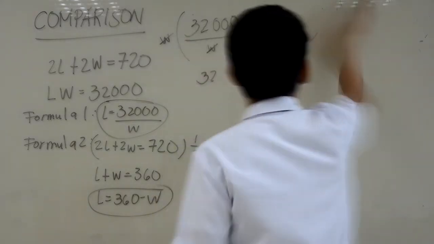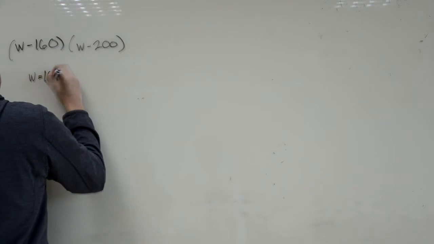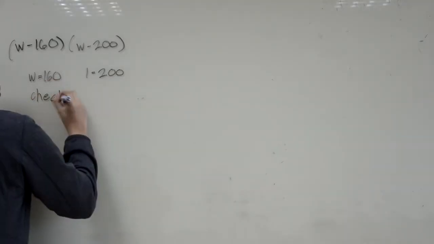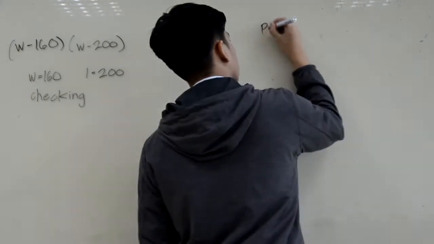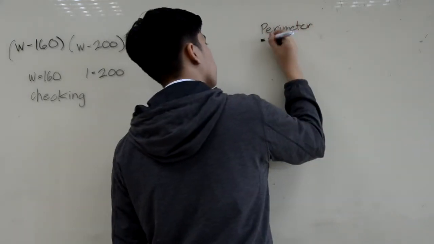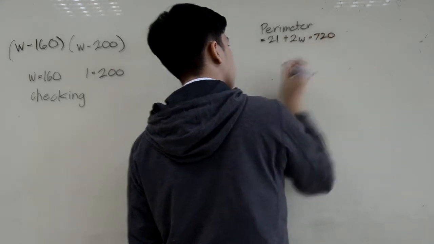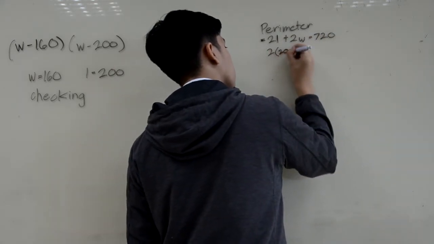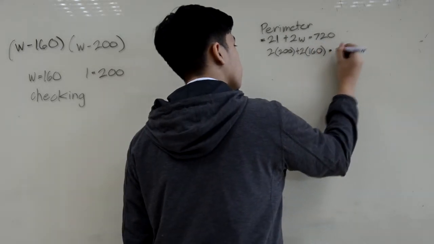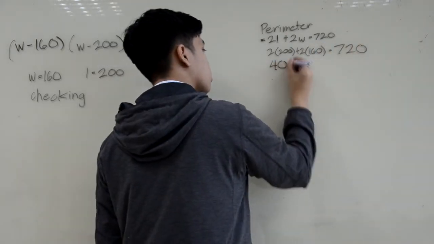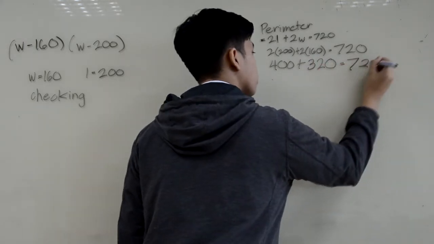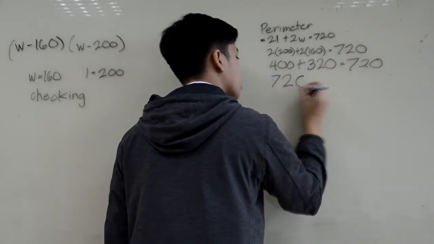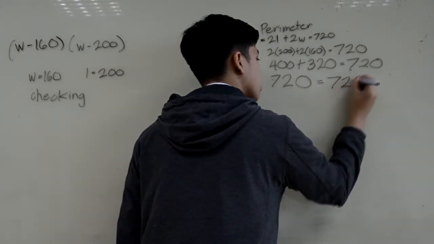We should always check our answers. So to see that, let us use our final answers and substitute them into the given equations. Our final answer is the length is 200 and the width is 160. To check this, let us use the equation of the perimeter. So 2L plus 2W equals 720. So 2 times 200 plus 2 times 160 equals 720. Then it will become 400 plus 320 equals 720. Then 720 equals 720, and this shows that this is correct.